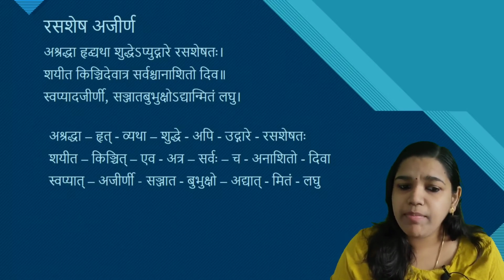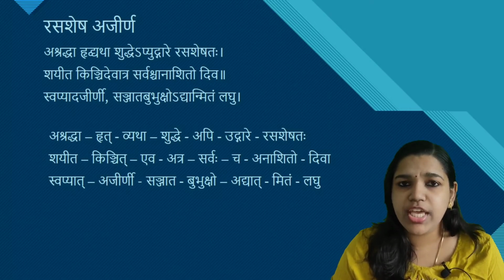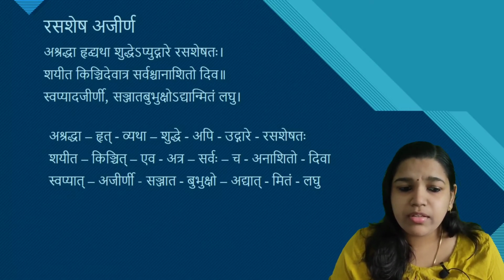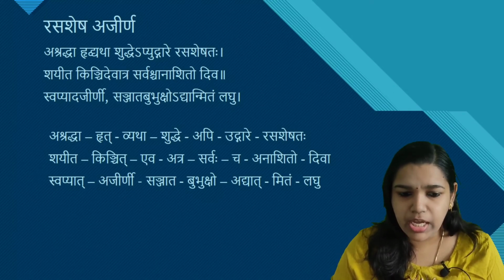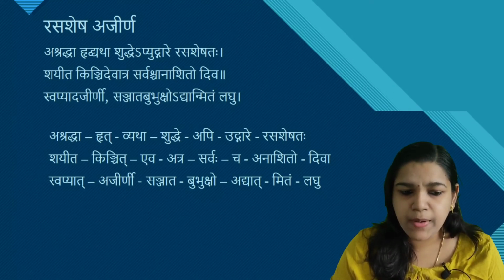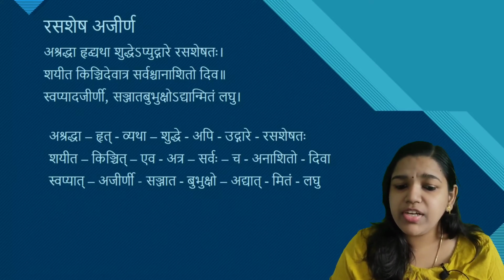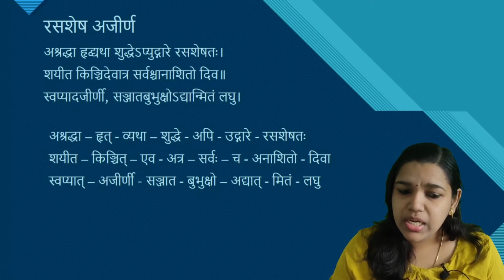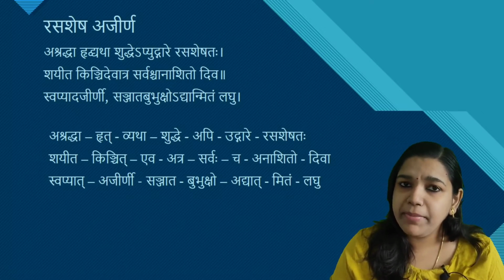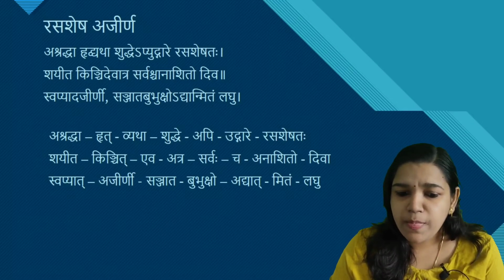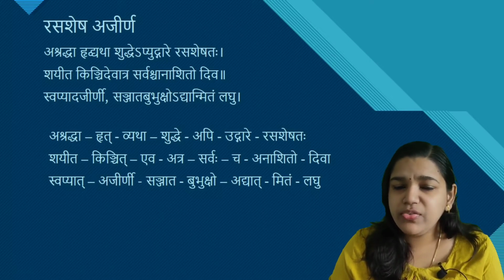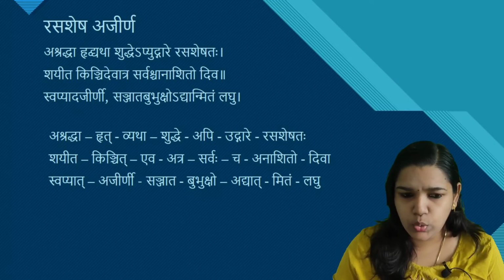Ashraddha hridayatha shuddhe api udgare rasasheshatah shayita kinchit eva atra sarvaha cha anashito diva swapyad ajirni sanjata bubhuksho adyad mitam laghu. So another variety of Ajirna is called Rasashesha Ajirna.